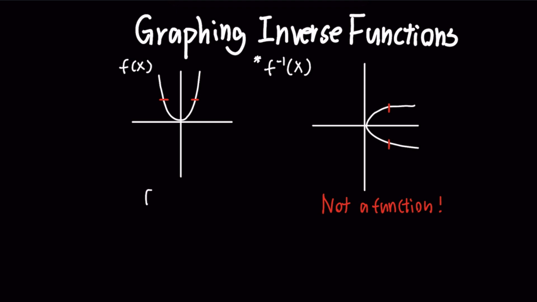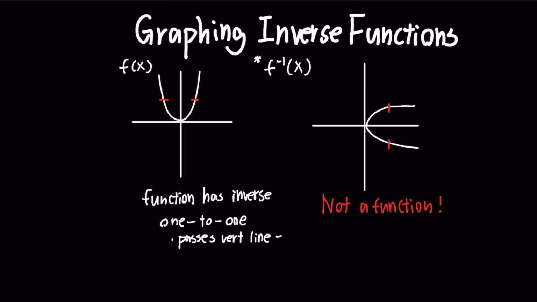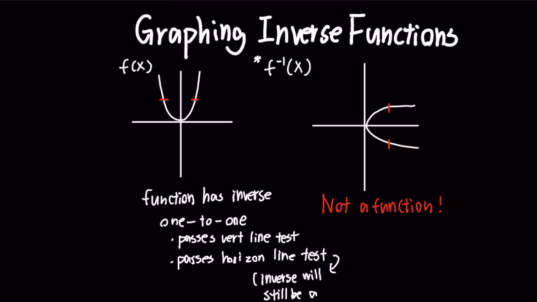So in order for a function to be able to have an inverse function, it has to be 1-to-1. Now 1-to-1 means that not only does it pass the vertical line test, it also passes the horizontal line test. And by having a function pass the horizontal line test, that means that its inverse function will still be a function.